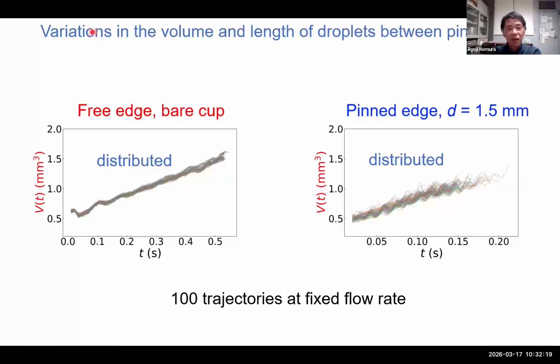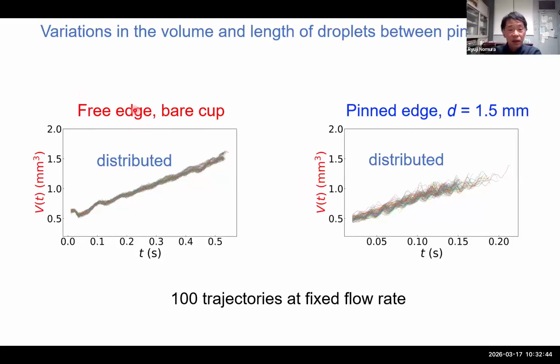Okay, let me show some more analysis. This is our recent analysis. So far I showed you when the flow rates are gradually changing, but from now I'll show the trajectories at nearly fixed flow rate. And I show the 100 trajectories at the nearly fixed flow rate.